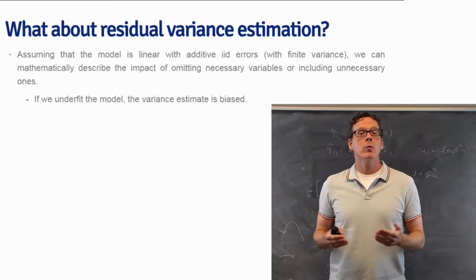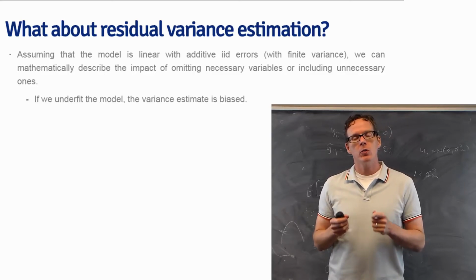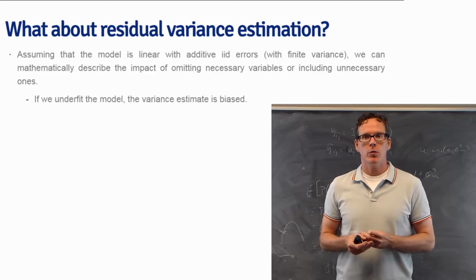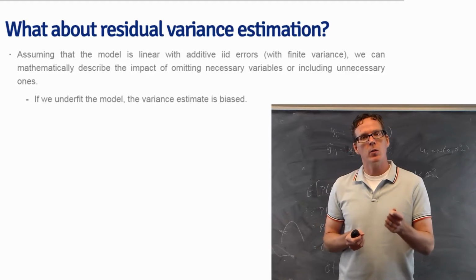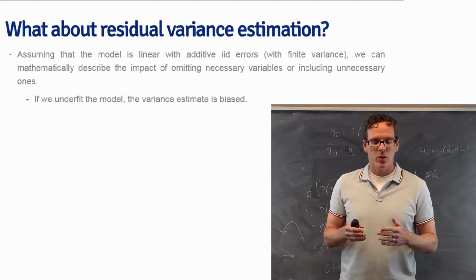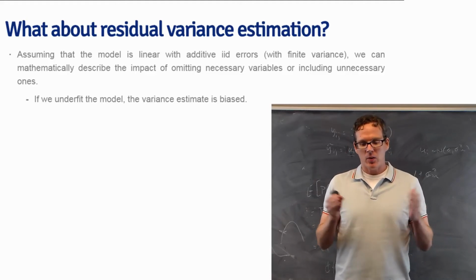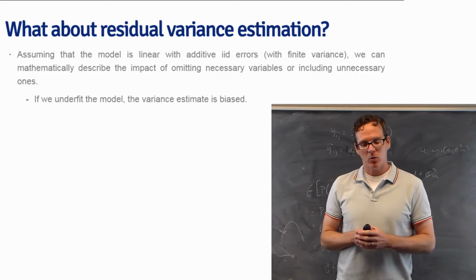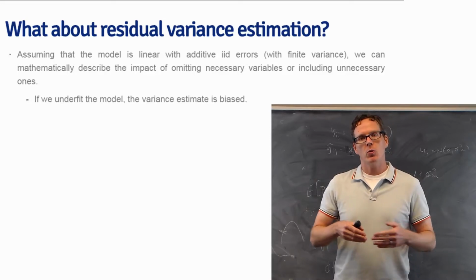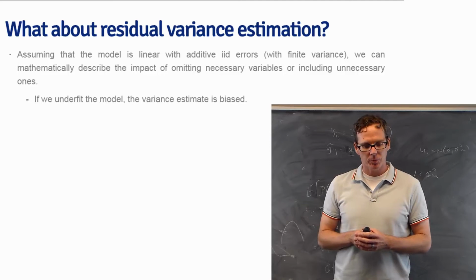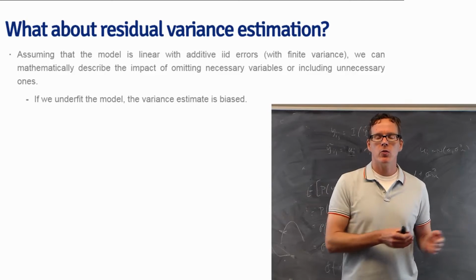So up to this point, all that we've talked about is the impact of unnecessary or necessary included variables on our regression coefficients. But there's one other parameter that we estimate in a regression model, the residual variance, sigma squared. So what happens if we have, assuming IID errors and that our linear model is additive and that part of the model is correct, then we can mathematically describe the impact of omitting unnecessary variables or including unnecessary variables. And it follows along the same lines as what we discussed before.